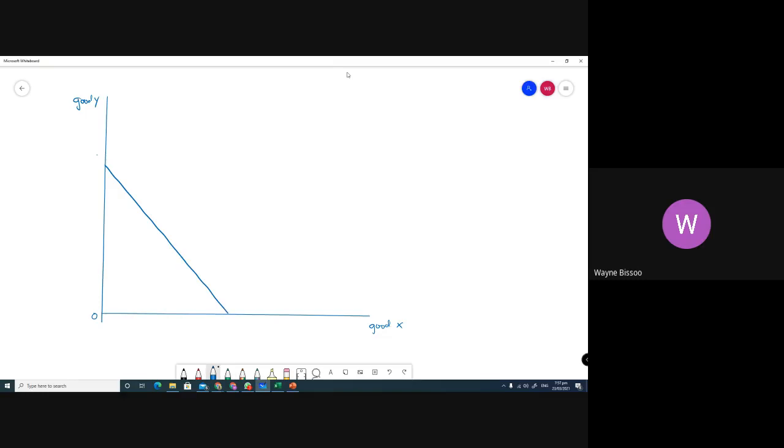So budget line, and I'm going to use a slightly different method. I'm going to call this budget line AB. And we said that the price of good X got cheaper. So because it got cheaper, we can now buy more of good X, but the same amount of good Y, because the price of good Y didn't change. All right, that makes sense?